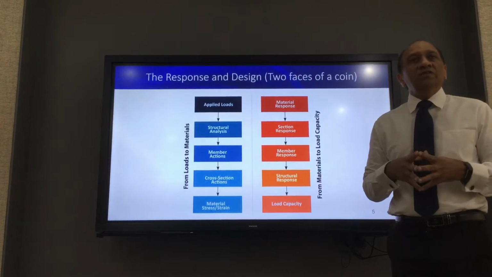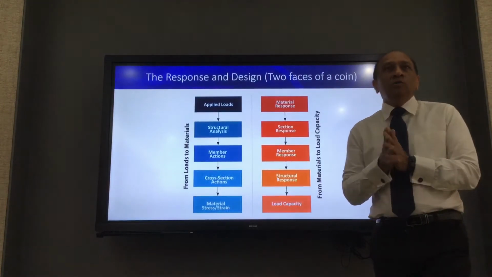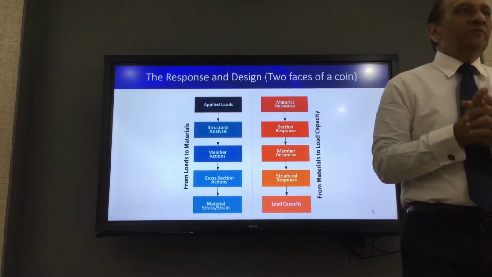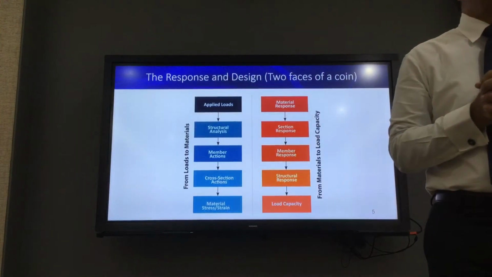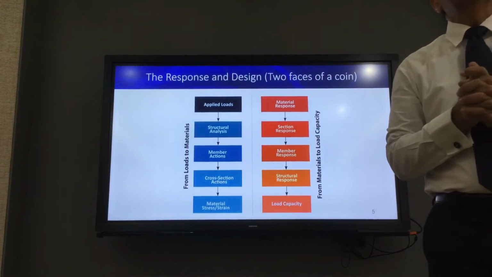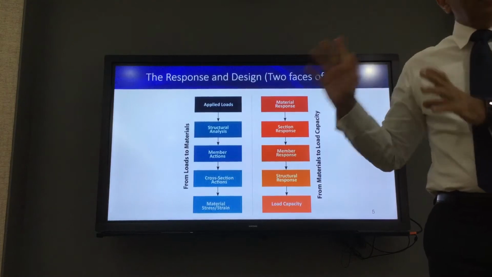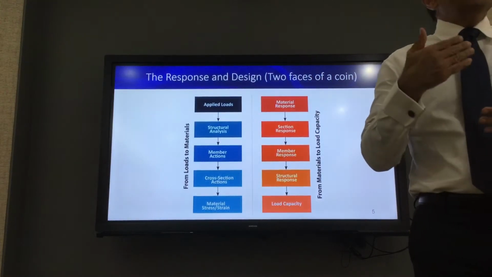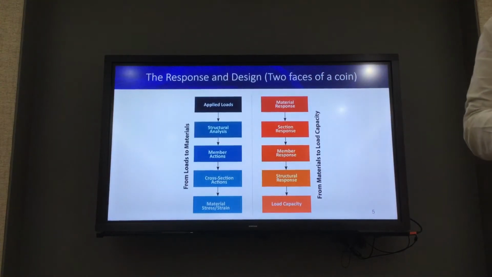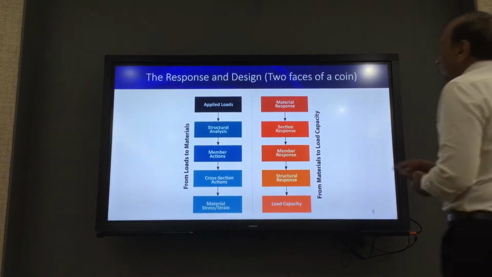This concept was first introduced many years ago and used to be called pushover curve. How many of you are familiar with pushover curve? One. Okay, so I will talk about pushover curve today because this was the starting point of the performance-based design many years ago.